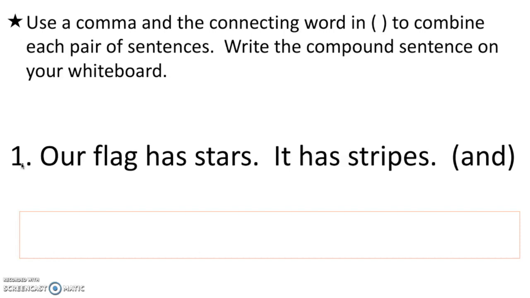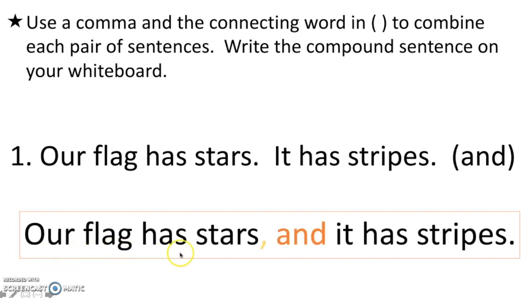It says, our flag has stars. It has stripes. The word in parentheses is and. So go ahead and pause this video so that you have time to write a compound sentence on your whiteboard using both of these sentences, adding a comma, and using this word in parentheses. Okay, you should have written something like this. Our flag has stars, comma, and it has stripes.